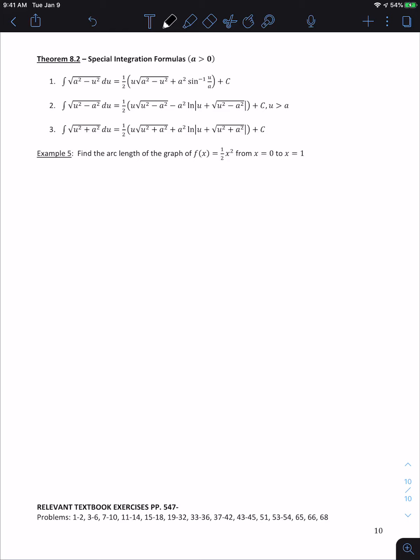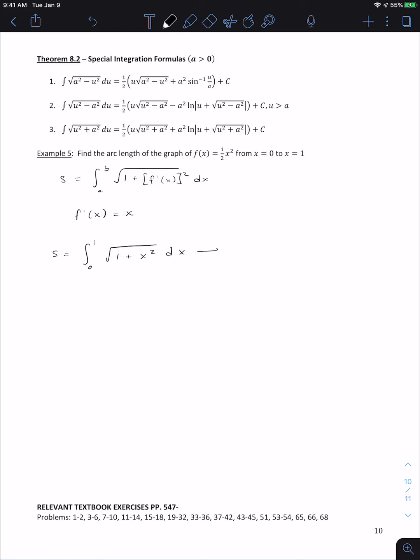Right? So for this example here, we want to find the arc length of the graph of f of x equals 1/2 x squared from x equals 0 to x equals 1. Remember, in general, arc length is the integral from a to b of the square root of 1 plus the derivative squared dx. So we need to find our derivative. The derivative of 1/2 x squared is just x, and it goes from 0 to 1, right? Because we want to find the arc length from 0 to 1. So I get 1 plus the derivative squared. The derivative is x, so this is 1 plus x squared underneath the square root dx.